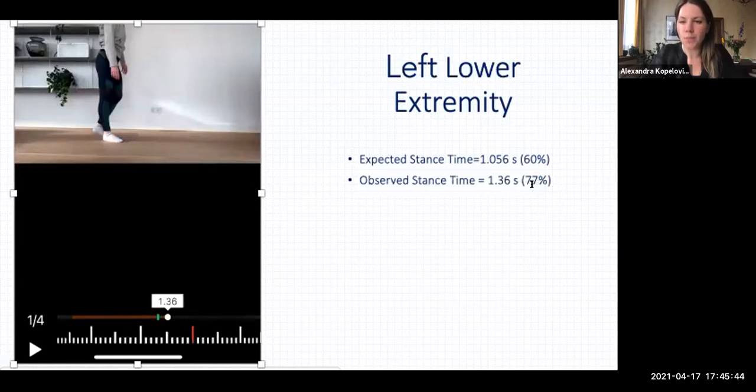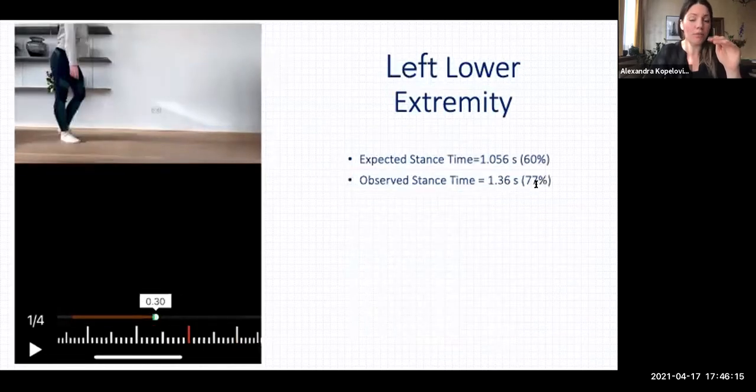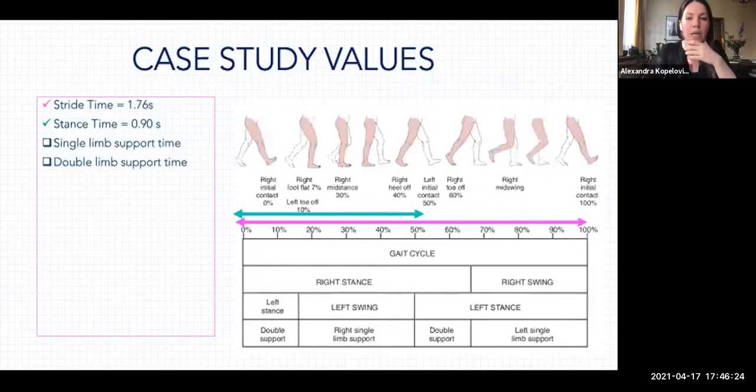Okay, so let's take a look at the difference between the right and the left foot. The left lower extremity took 77% of the stance phase, while the right lower extremity took 51% of the stance phase. What we would expect is 60% of the total gait cycle. In our case, on the right, the involved lower extremity, the patient was weight bearing for 51% of the gait cycle, which is 10% less than what we would expect, and 17% more than what we would expect on the left lower extremity. So once again, there are discrepancies between the right and left lower extremities.